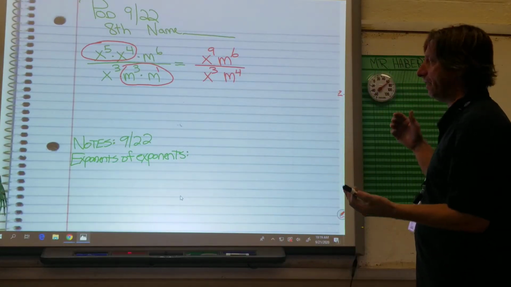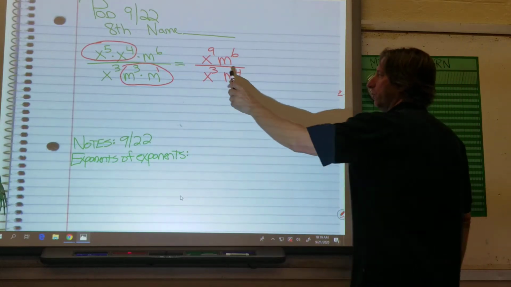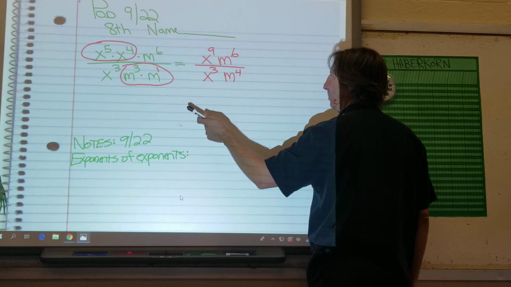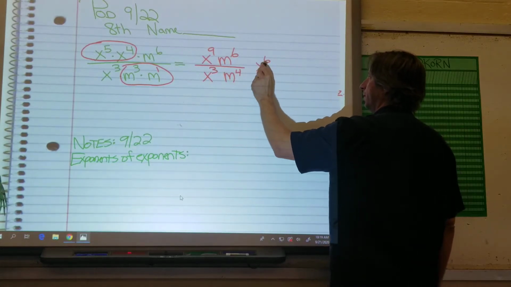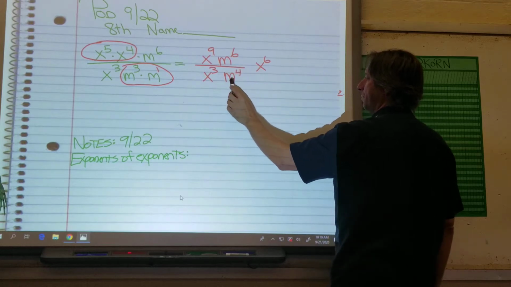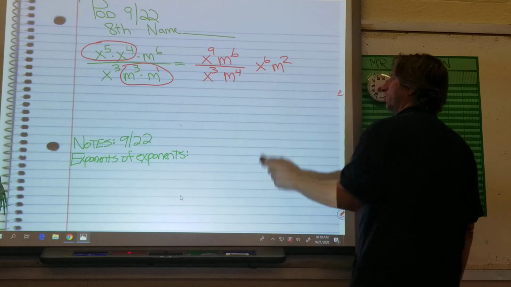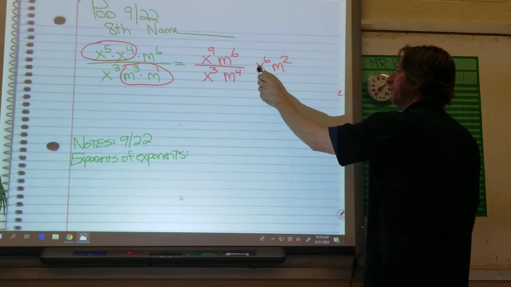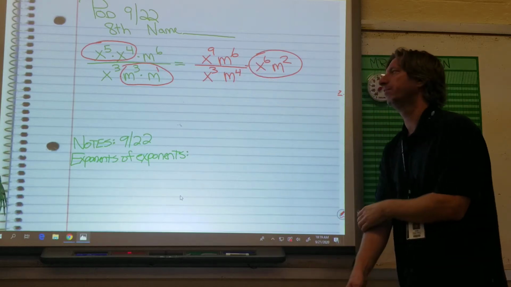Now we're dividing exponents that have the same base, right? So these have the same base. They both have x for a base. So I do 9 minus 3 is 6. And then these, same thing, same base. 6 minus 4 is m to the 2. And then we cannot combine those two together. They have different bases, so that's just the best we can get.